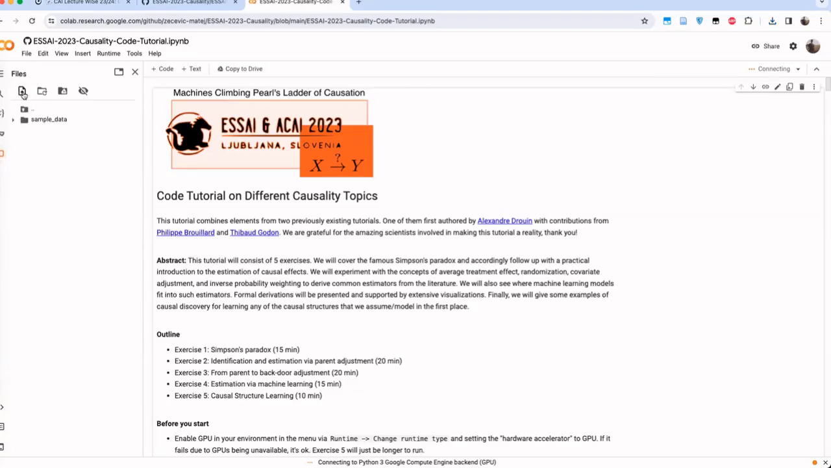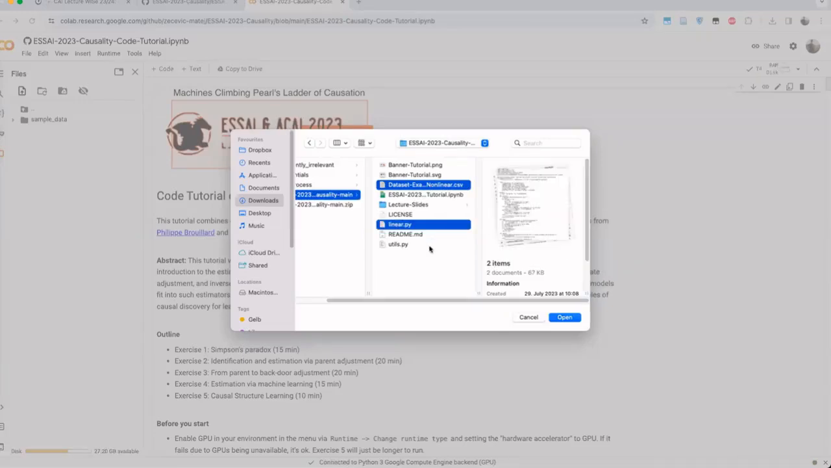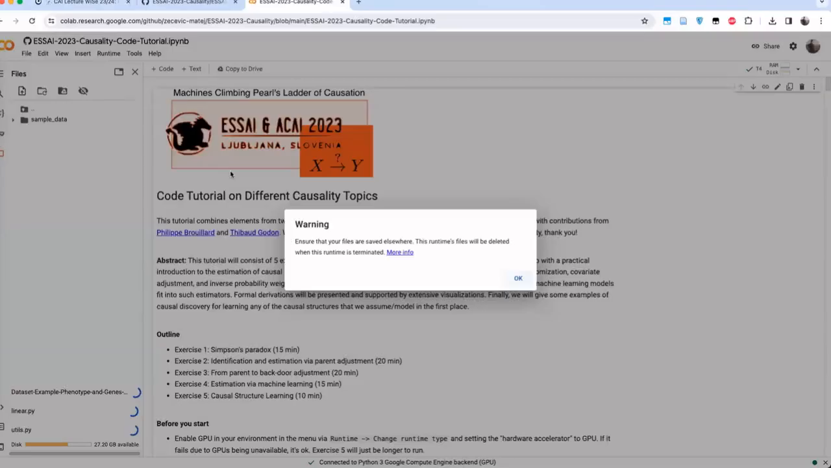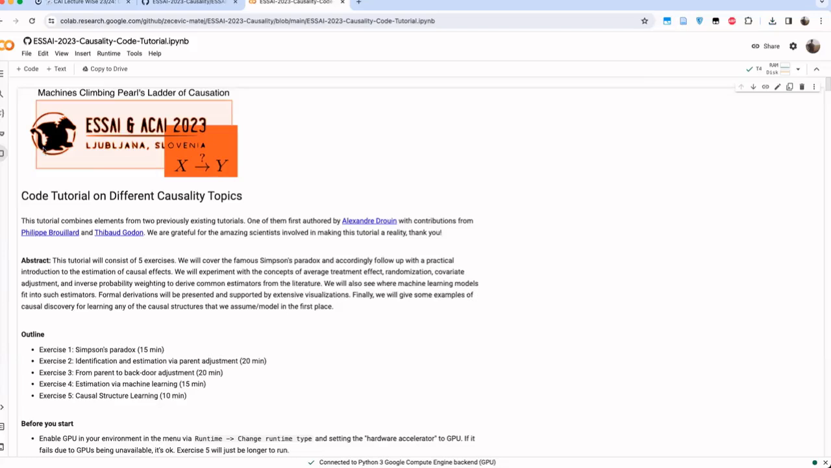Now we can upload. We click here on upload, go in here and just select the CSV and the two Python files and upload those. That's fine. Now we're good to go. So now we can just click here again and go through the tutorial.